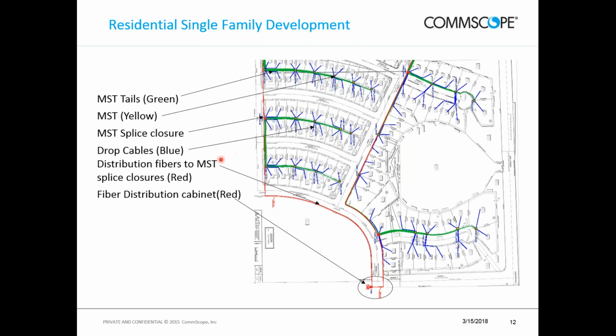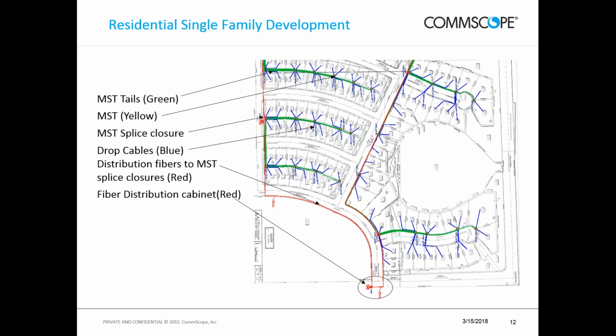The distribution fibers to the MSTs, or the taps, I'm sorry, not taps, I won't call them taps, are in red. Hopefully everybody can see those lines. The drop cables themselves are in blue. As you can see in this design, they're using 1x4s. Okay, so that works out pretty well in this type of serving area.